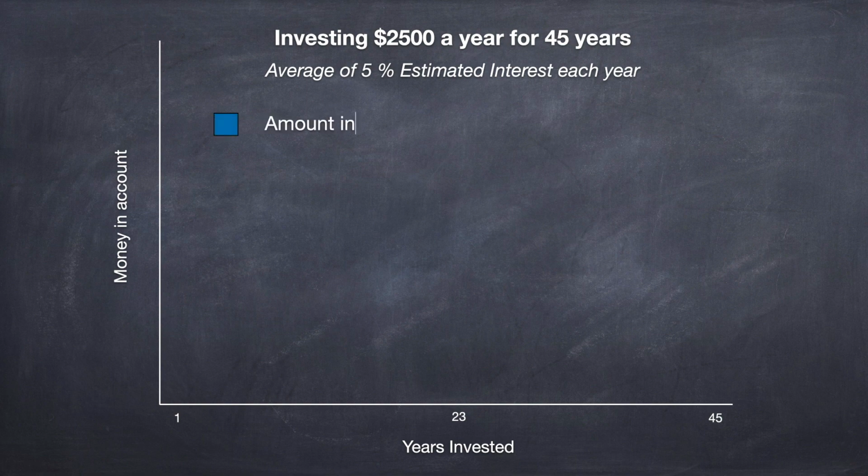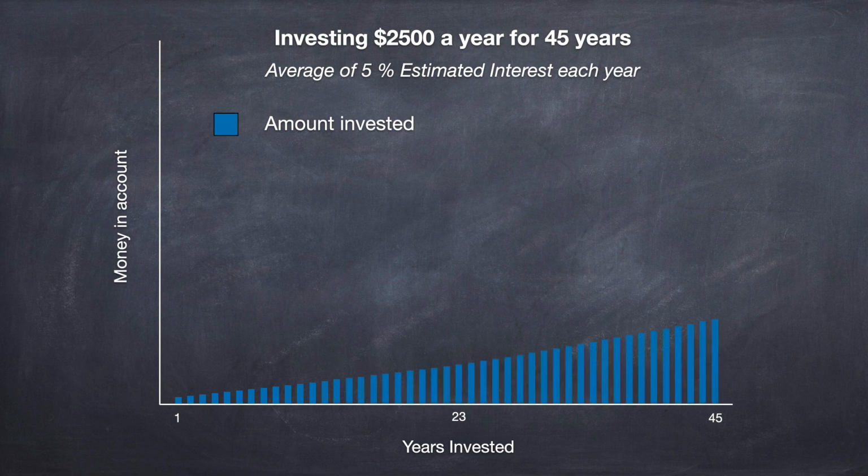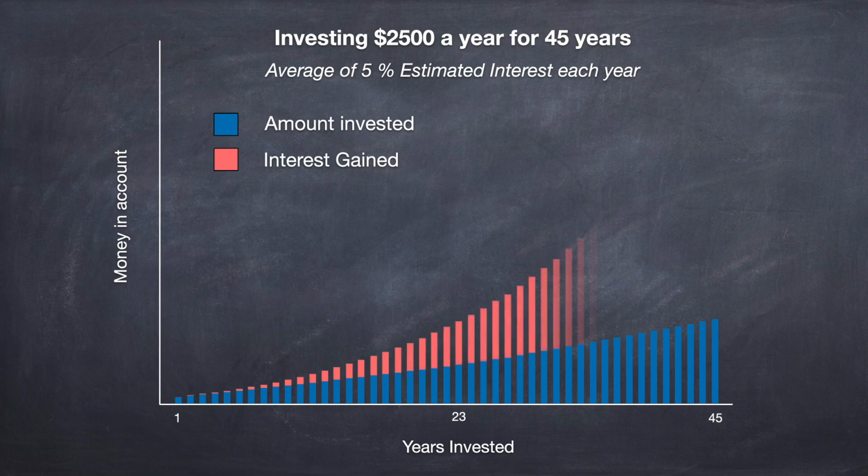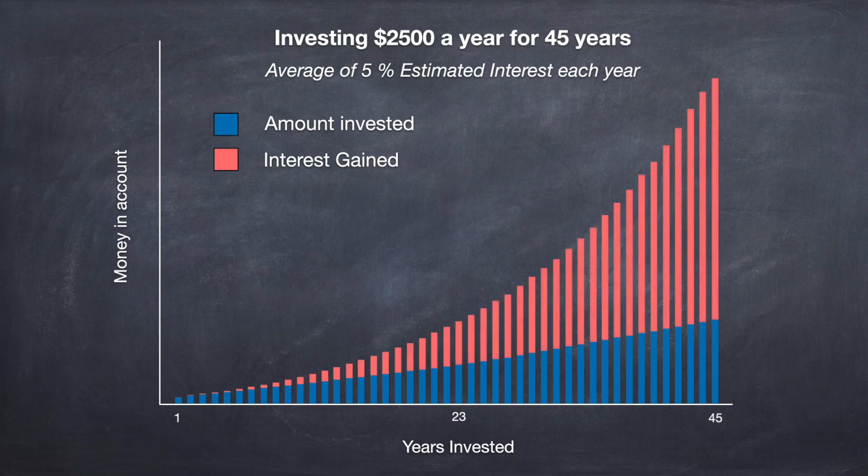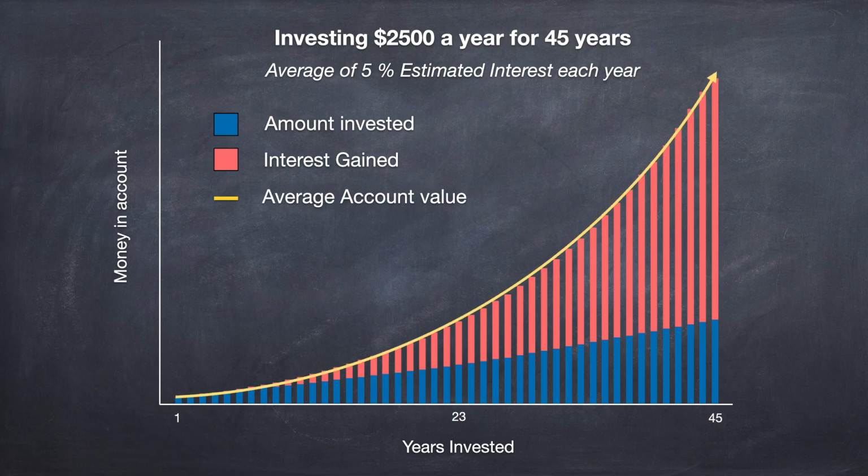So our blue is the amount invested, and so that would be right here. If that gains 0 interest, that's what you would have in your account. But if it's gaining an estimated 5% per year, it gains all this interest, which would be in red, and you can see the exponential growth where it gets more and more and more. And the yellow line would be the average account value over this period. And then the pink line would be the actual account value if you actually were to mark it, because it's not always in one straight line. It's going to be up, down, but that's the trend line it would follow.